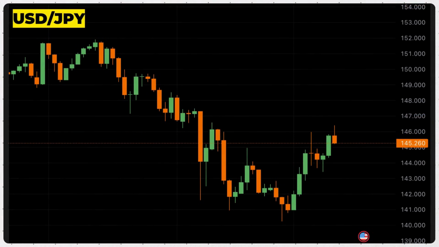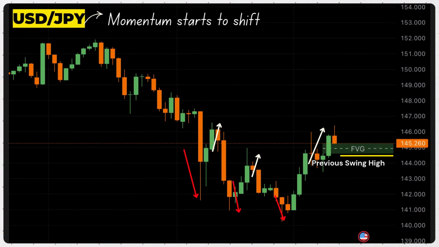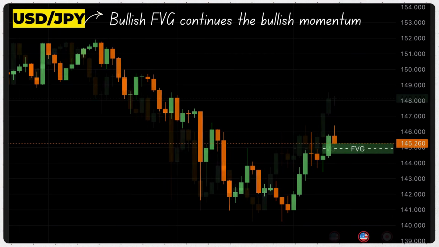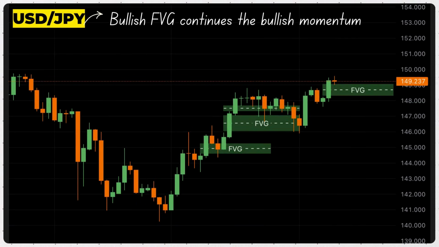In this example, price was in a downtrend. We see lower highs and lower lows. Then price breaks above the previous swing high and closes above it. This is the first sign that momentum is shifting. After the break, price pushes higher and leaves a bullish fair value gap, which is quickly filled before moving higher and creating more fair value gaps along the way.